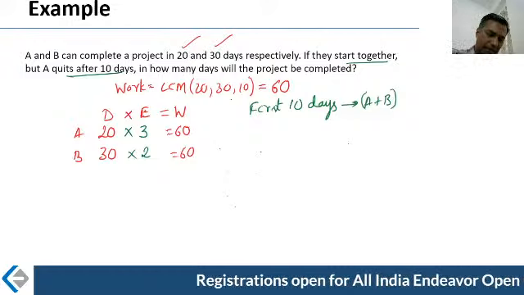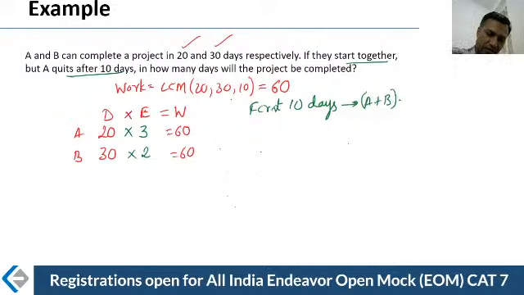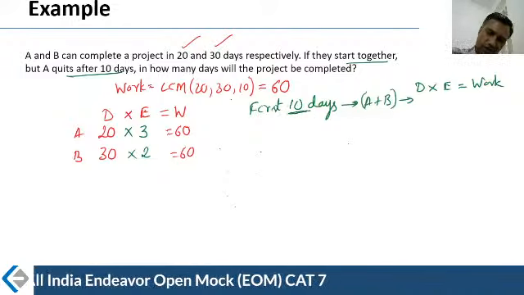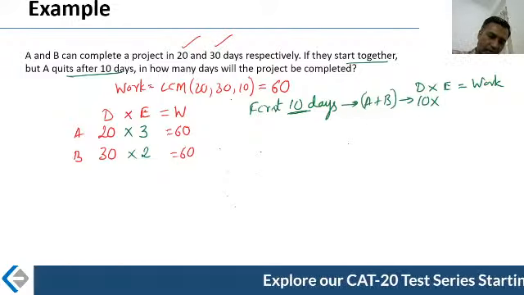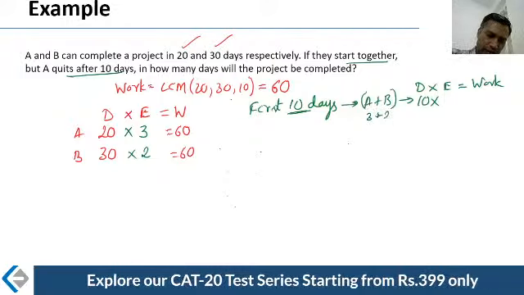Now look at them, guys. If A and B work together for first 10 days, 10 into efficiency is equal to the amount of work accomplished. You said the first 10 days. What is the efficiency of A and B put together? A and B put together is 3 plus 2, 5 units, because A can deliver 3 units, B can deliver 2 units. 10 into 5, 50.